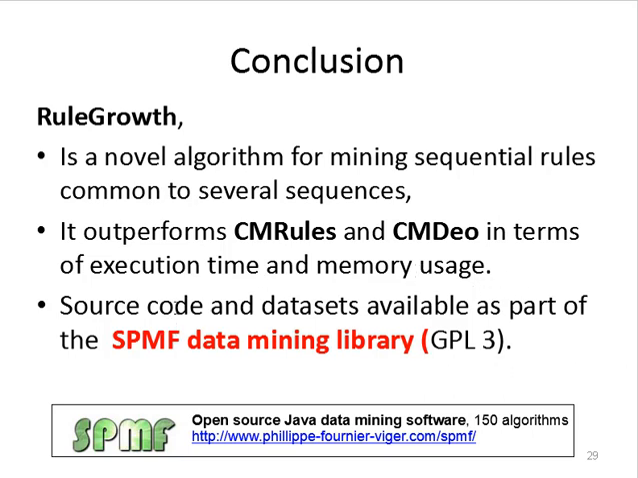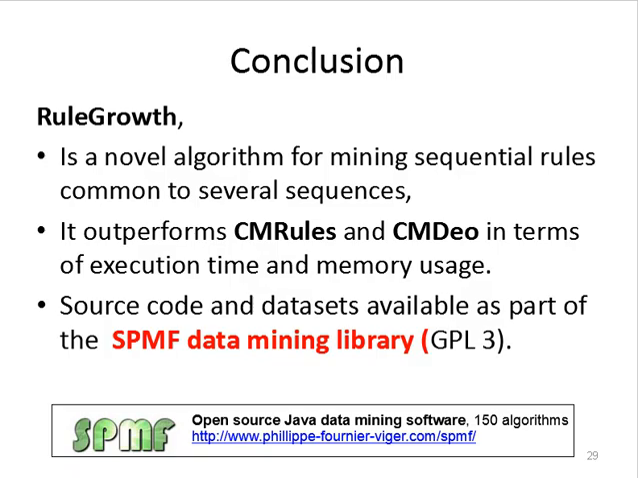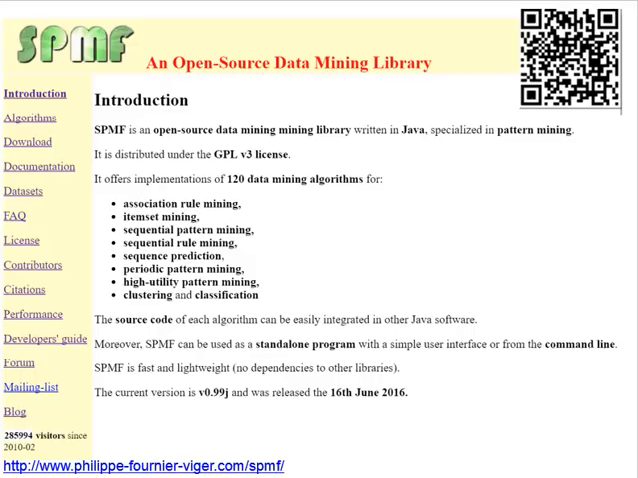If you want the source code and the databases we used, all of them are available in our SPMF software, which is open source. You can find the website here. But also, if you just type SPMF in your search engine on the web, you can find the website very easily. It has 150 algorithms to find patterns in a sequence database or a transaction database: all kinds of patterns, rules, periodic patterns, itemsets, sequential patterns, and so on. So this is the website of the software.